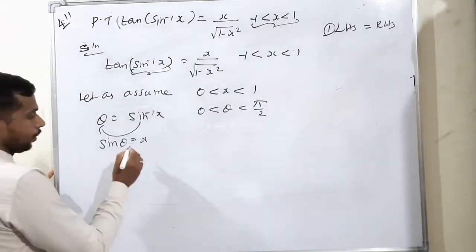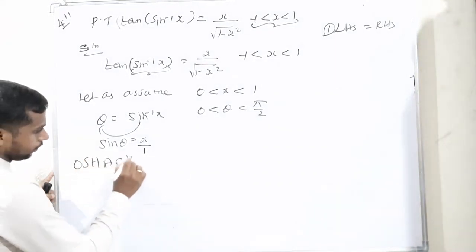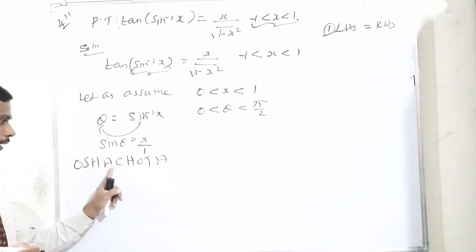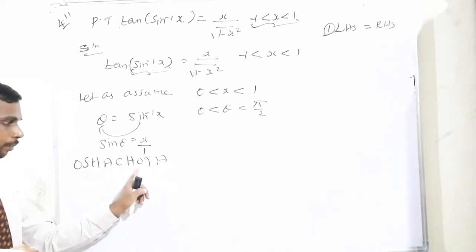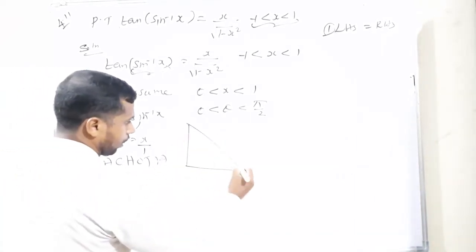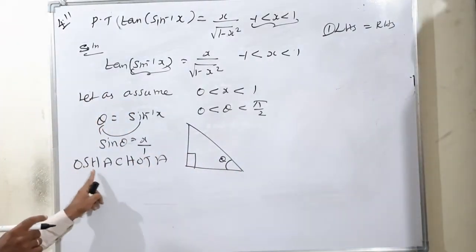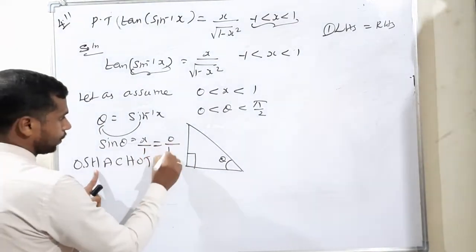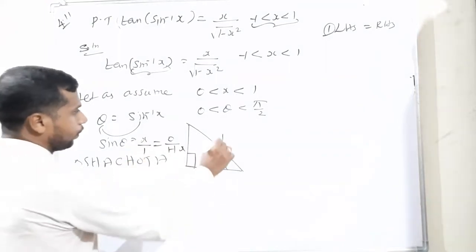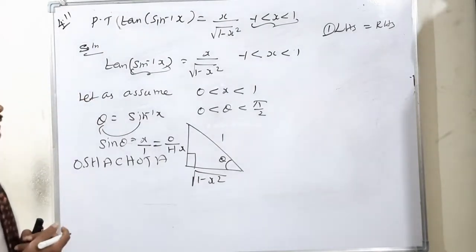Therefore, sine theta is equal to x means we can write x divided by 1. Sin theta means opposite divided by hypotenuse, cos theta means adjacent divided by hypotenuse, tan theta means opposite divided by adjacent. So, if you make a right angle triangle, what will happen? Sin theta means opposite divided by hypotenuse, so the opposite value will be x, the hypotenuse value will be 1. Therefore, the adjacent side is square root of 1 minus x square.